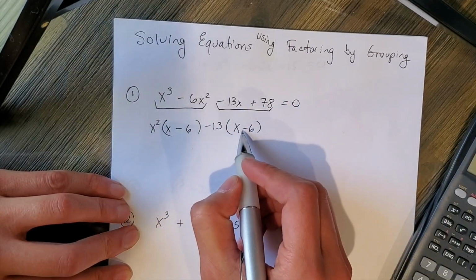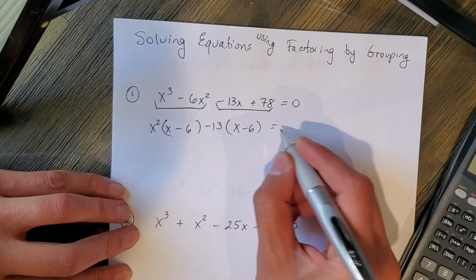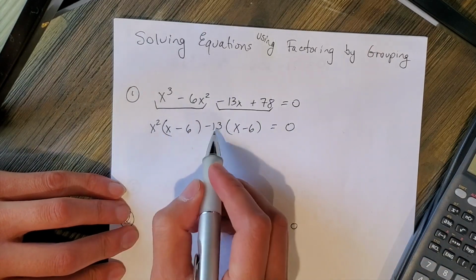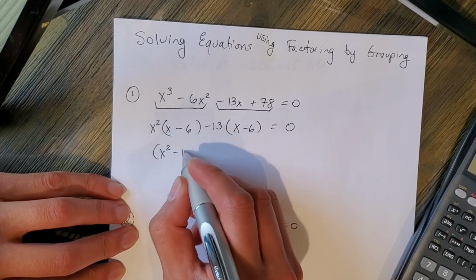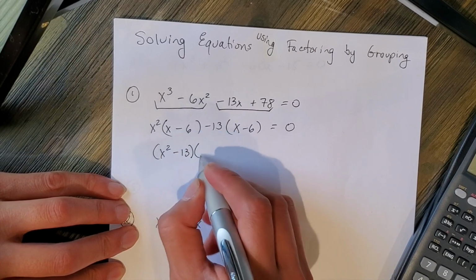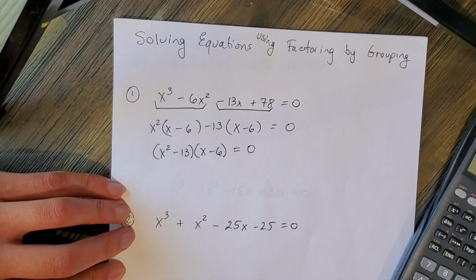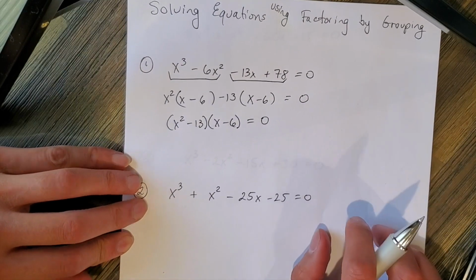So we know that a negative times a negative is a positive. So we can go ahead and factor it like this here. Okay, so that works. All right, now we're not done yet. We need to put these two on the outside in their separate parentheses. So this will be x squared minus 13 times x minus 6 equals 0. Okay, so that we factored by grouping, and now we have to solve.